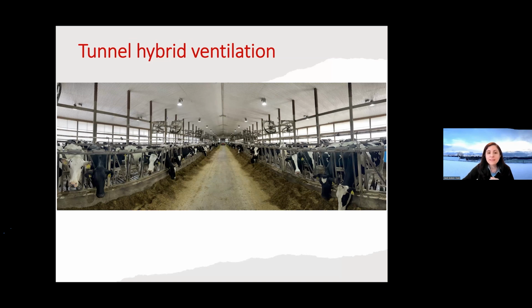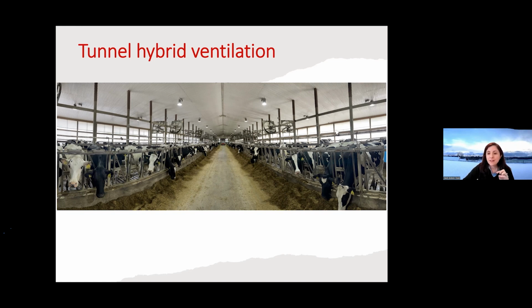All right, so this is another good example. This is tunnel hybrid ventilation. This is a relatively old building, so it is naturally ventilated. But then the owner of the barn added some ventilation fans at the end of the barn, and converted it to a tunnel hybrid ventilation. This is a good example, since in winter, they can turn off all their fans. Tunnel ventilation doesn't work very well in winter, but they can use their natural ventilation.